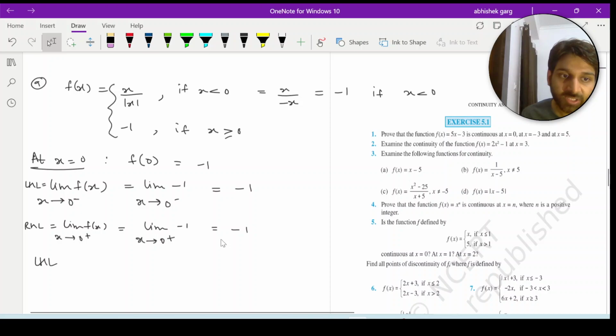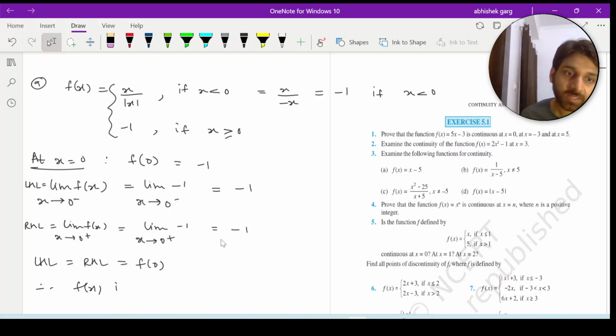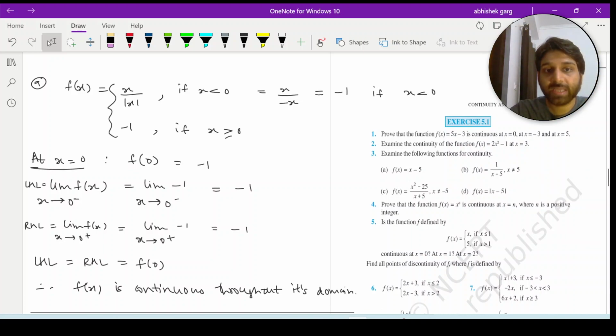So you can write LHL is equal to RHL is equal to f(0). Therefore f(x) is continuous throughout its domain. We always check the continuity of a function in its domain only. f(x) is continuous throughout its domain. I hope this is understood. So we have completed question number 8 and 9.